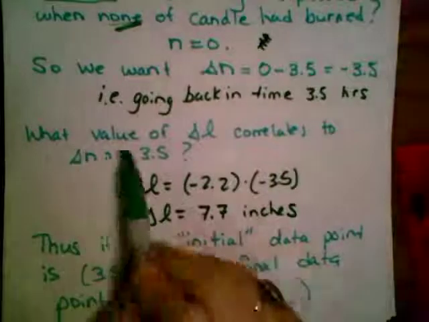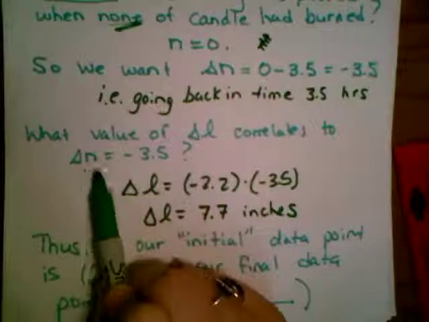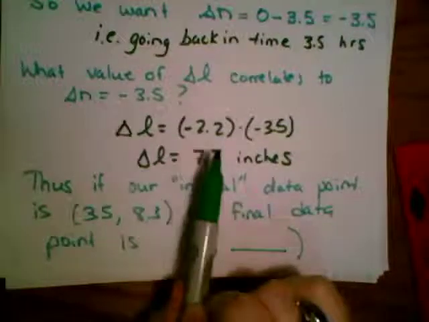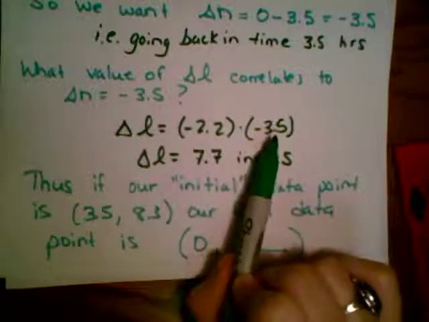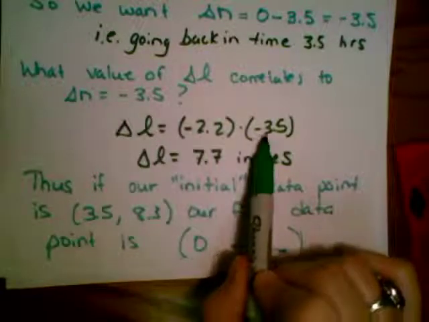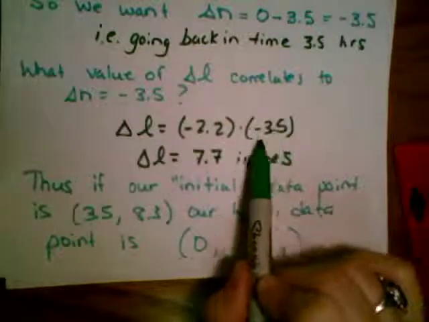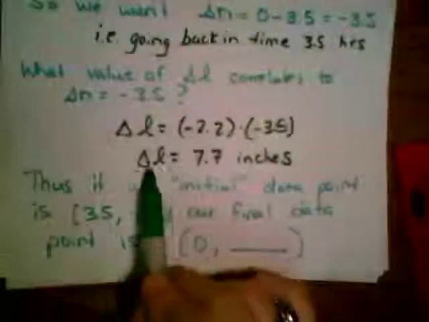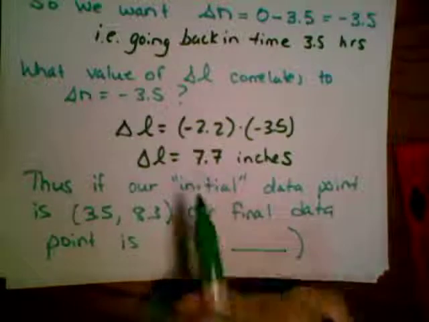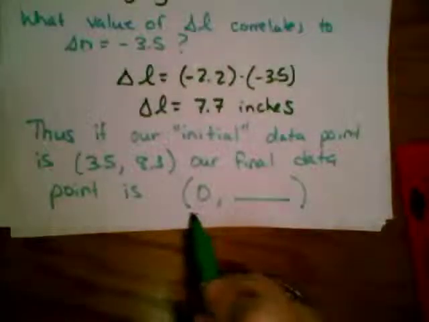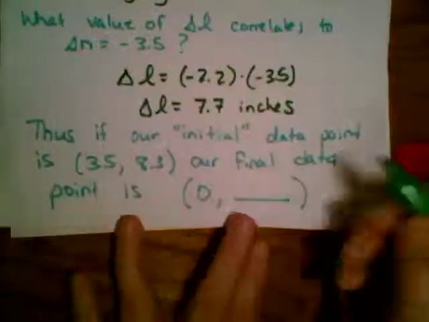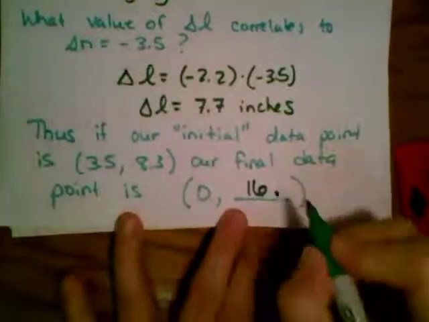And now we just find the value of delta L that correlates to delta n equals negative 3.5. And this has been the same basic strategy throughout this problem. Delta L equals negative 2.2 times delta n. And if we're going back 3.5 hours, the change in the length, there's an additional 7.7 inches. So when n equals 0, the length of the candle is 8.3 plus 7.7, or 16.